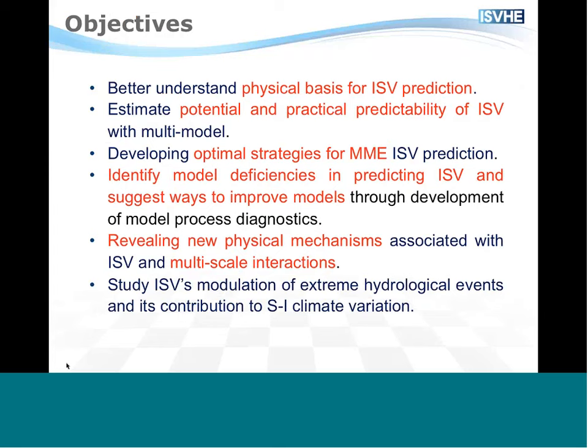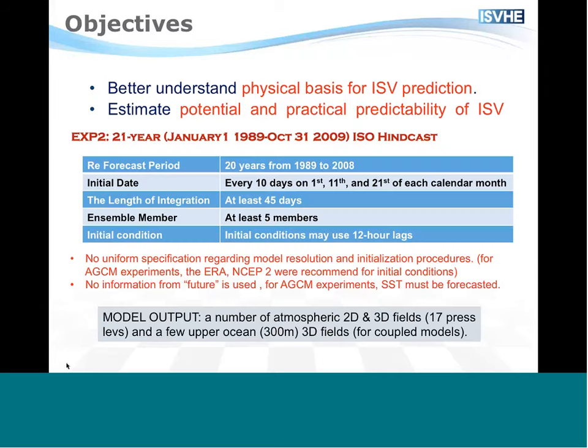Another one on top of that, which was also used to motivate the Climate Testbed proposal, was to look at strategies for developing MMEs for ISV prediction, looking at model deficiencies and physical mechanisms, and also multi-scale interactions between the various weather through seasonal climate variability. Those are the things that can be garnered out of this data set, and you'll see we're just starting to make progress on a few of these, but there's much more that can be done.